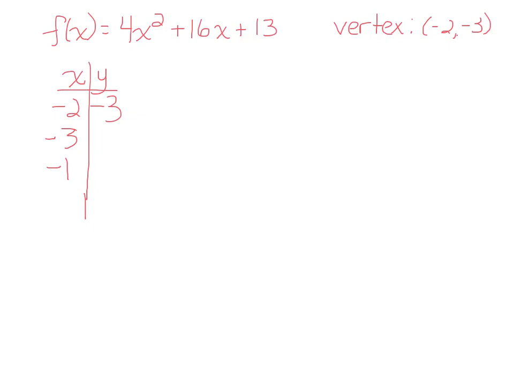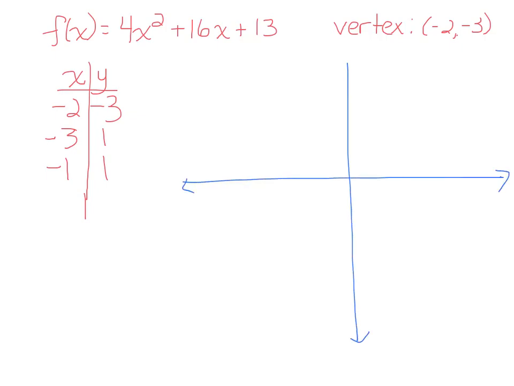If we plug in negative 3 into our function, we find that y equals 1. If we plug in negative 1 into our function, we find that y equals 1. At this point, we could go ahead and graph this. Negative 2, negative 3, negative 3, 1, negative 1, 1.